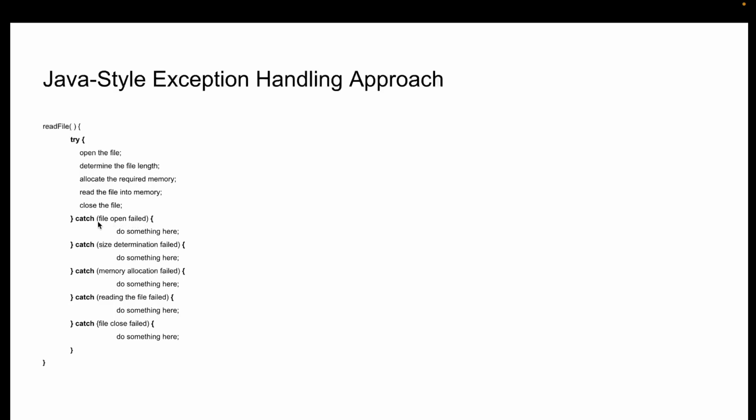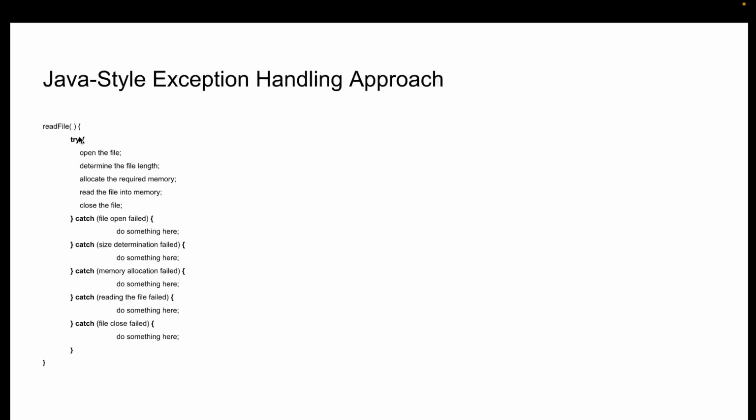Now see, in the catch block what we are basically saying is, file open failed. So suppose step 1, opening the file, is successful, then you won't get any catch here, like file open failed. Suppose you found some error at determining the file length. Suppose at step 2, determining the file length, you got some error.